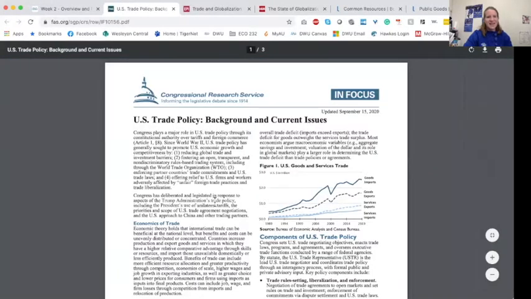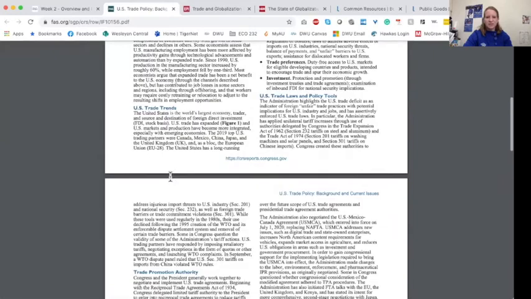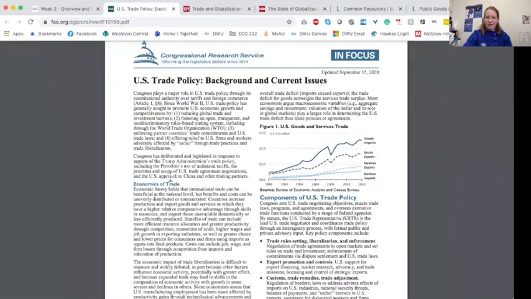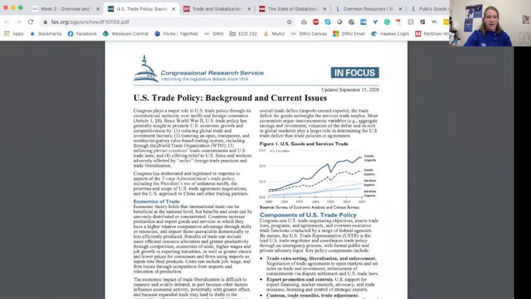The next resource, once it loads, this is U.S. trade policy, some background and current issues. Again, it's not too long, just to give you some more background information on some of the policies that we currently have going along with trade, and specifically the World Trade Organization.